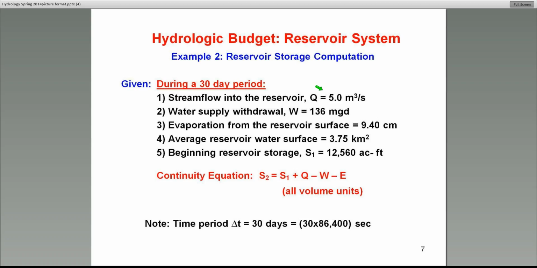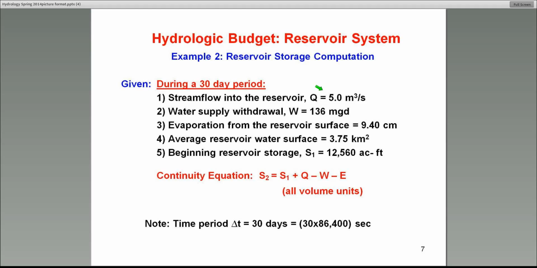Water supply withdrawal, typically we give that in MGD. The reason being, water supply people like to use million gallons per day. That's what MGD stands for. That's a rate unit, remember. Q is also a rate unit. And the evaporation from the reservoir is given usually as a depth, in this case in centimeters or inches. In my example, it's centimeters.